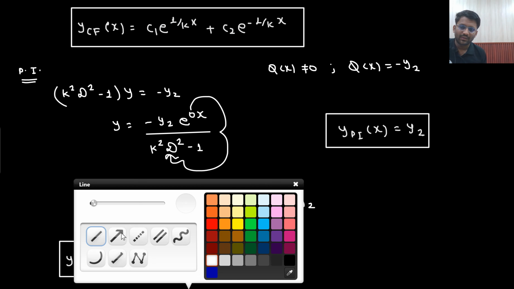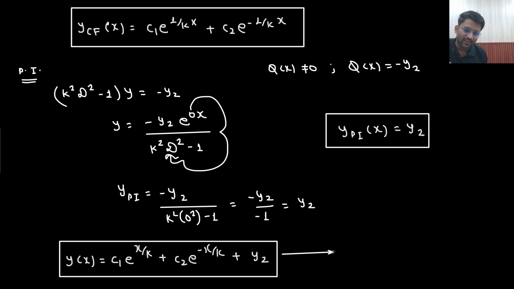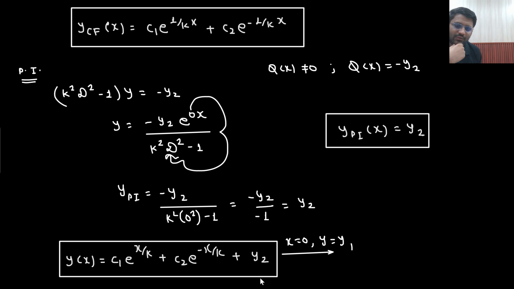At x equals 0, the value of y is y1. So simply put x equals 0 here, what will you get? The value of y is y1 at x equals 0. If you put x equals 0, this will be 1, and this will also be 1.